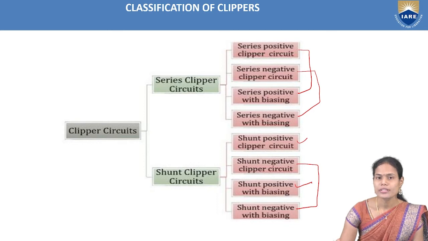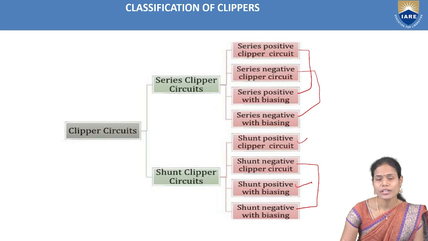So to construct the clipper, we require two components here. One is the diode and one is the resistor. Why? Because the clipper is one of the basic applications of the PN junction diode. So that's why we are going to utilize the diode to design any type of clipper circuit.